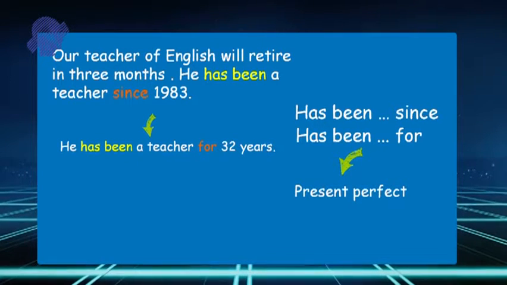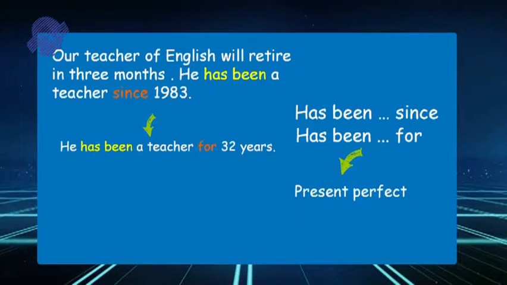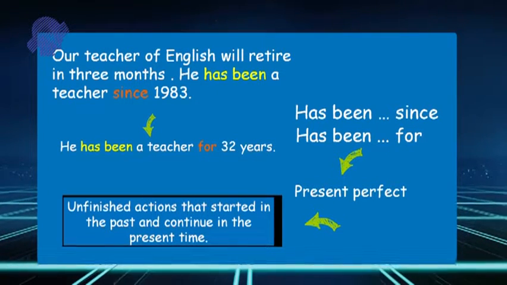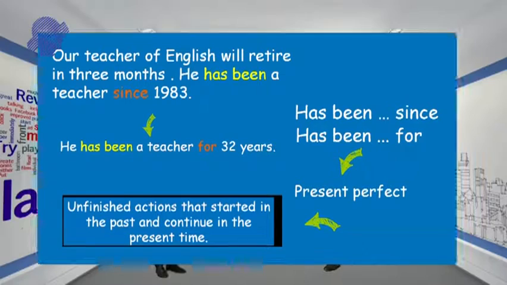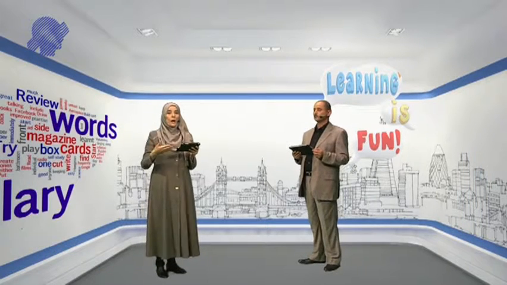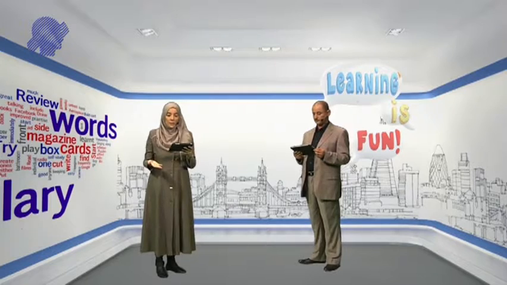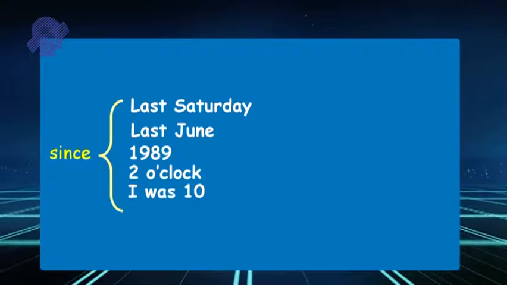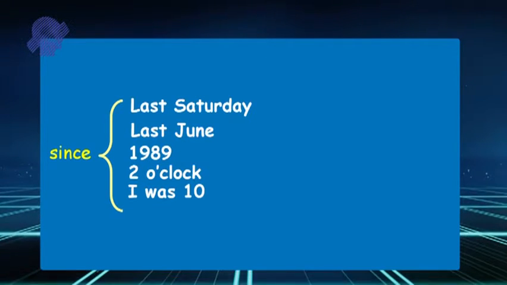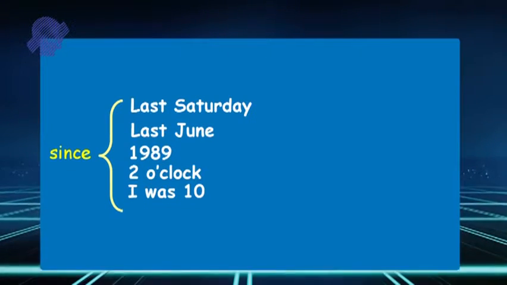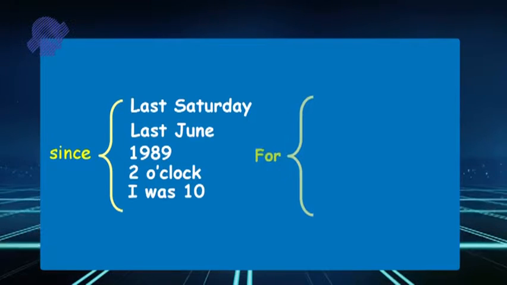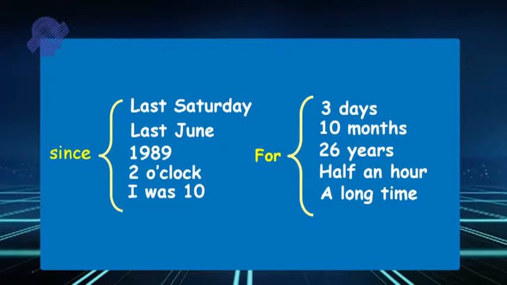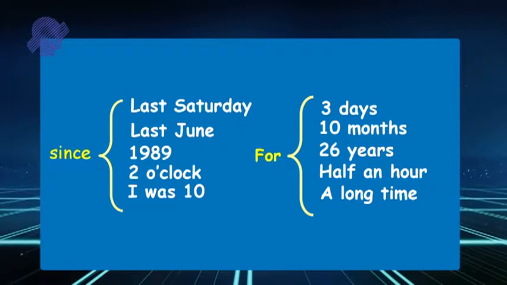And in those examples, we have unfinished actions that started in the past, all right, and continue in the present time. And the two time indicators, since and for, are used in the following time expressions, all right? So since, we have since Saturday, since last June, since 1989, since 2 o'clock, since I was 10. And for is used like follows: for 3 days, for 10 months, for 26 years, for half an hour, or for a long time.